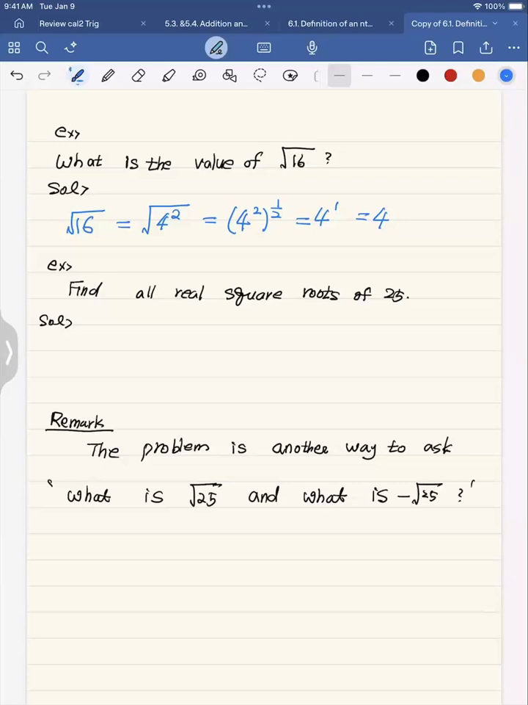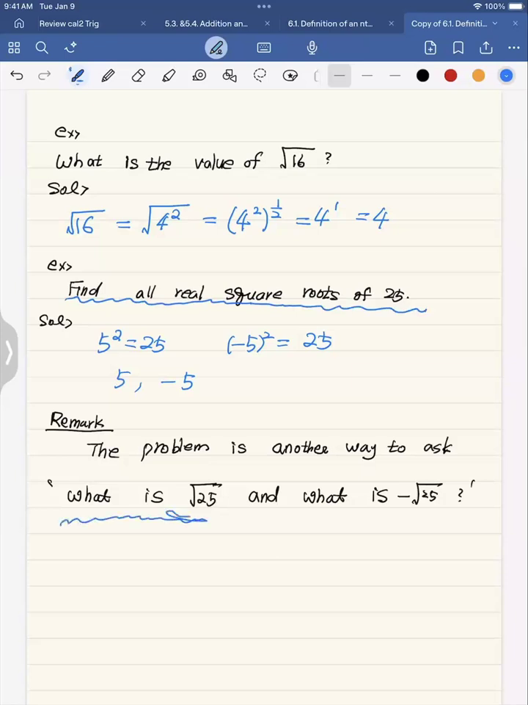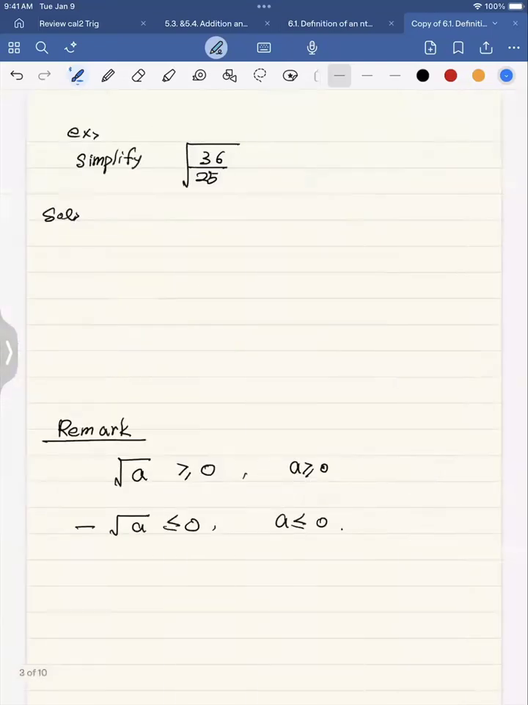Find all real square roots of 25. What we know is 5 squared equals 25, and minus 5 squared is 25. Therefore, 5 and -5 are all the real square roots. The above question, find all real square roots of 25, is equivalent to asking what is square root of 25 and what is negative square root of 25.